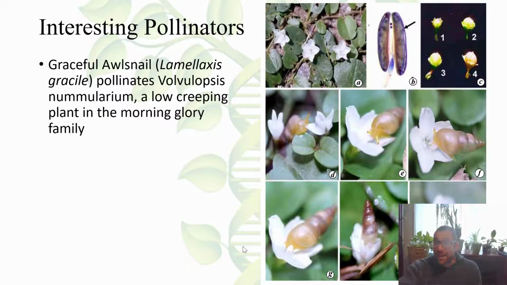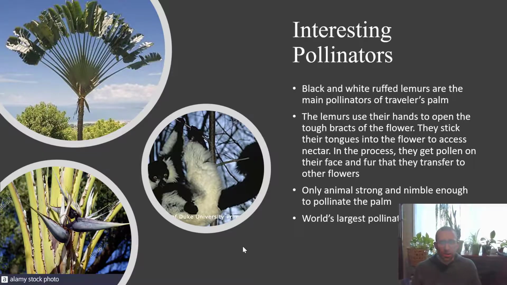There are snails that act as pollinators, and I'm kind of going to go over this fast. I just kind of want you guys to see this because I think it's interesting. The world's largest pollinator is this guy right there. That's the black and white ruffed lemur, and they pollinate this traveler's palm. This traveler's palm has these bracts, which you see here, which are modified leaves around flowers. And this lemur is the only organism that's able to open up those bracts and stick its tongue in to get at the nectar, and it gets pollen on its face, and it moves from flower to flower, and it's able to pollinate this traveler's palm. Again, fun fact, it's the world's largest pollinator.